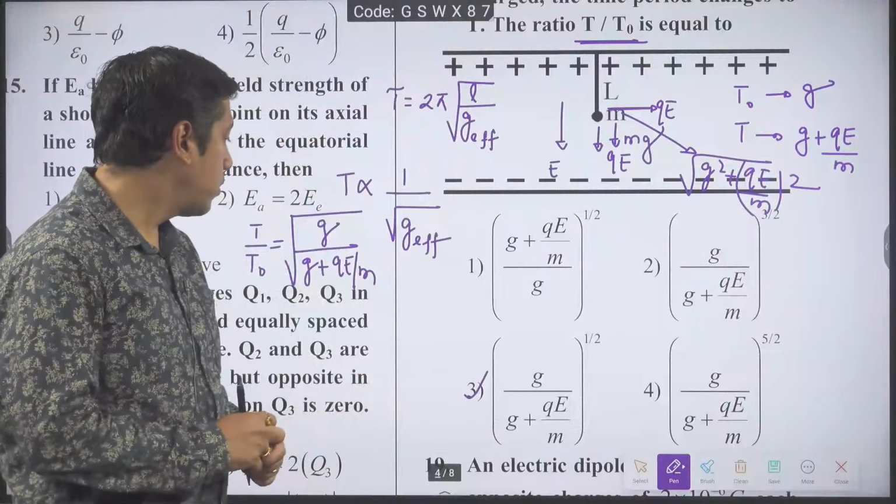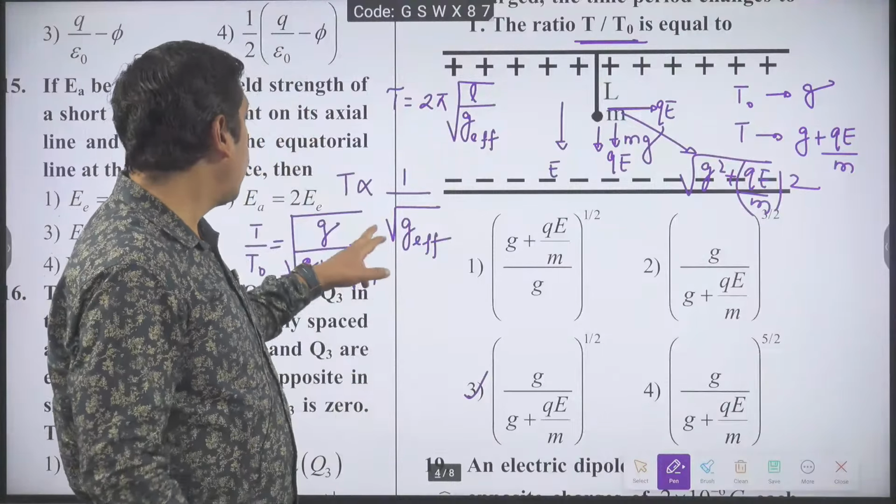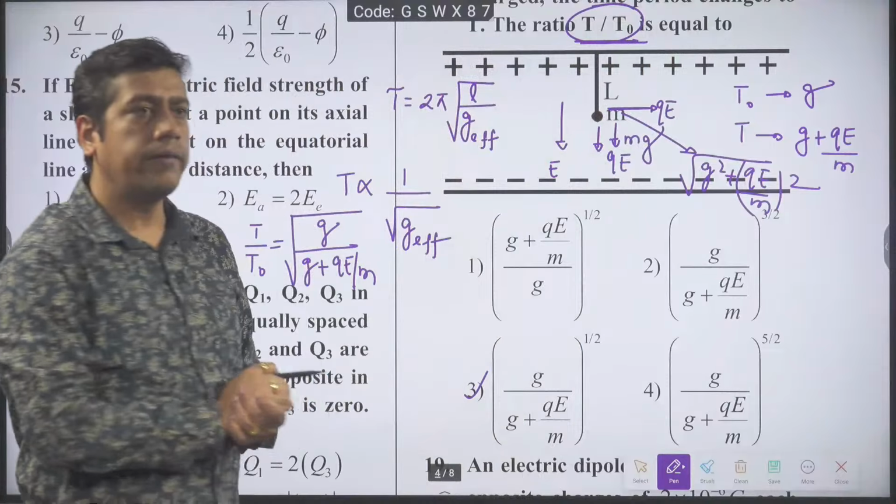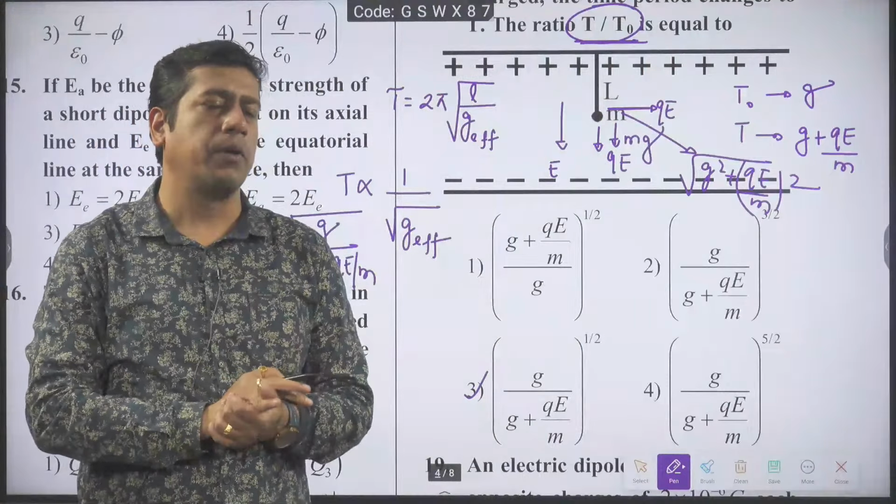Why not 3? Why not 1? No, it's the opposite, they are asking T by T naught. That's why T by T naught. If they are asking T naught by T, then we will say option number 1.